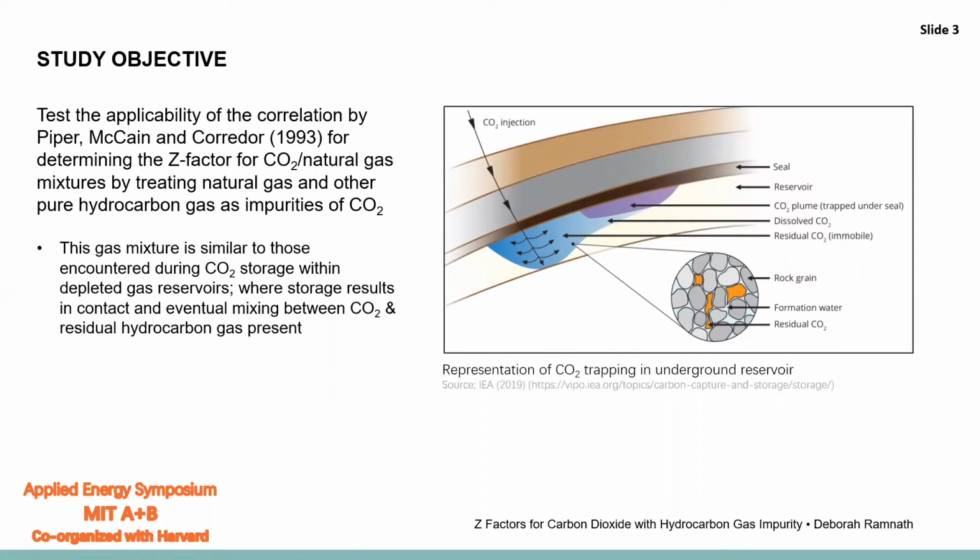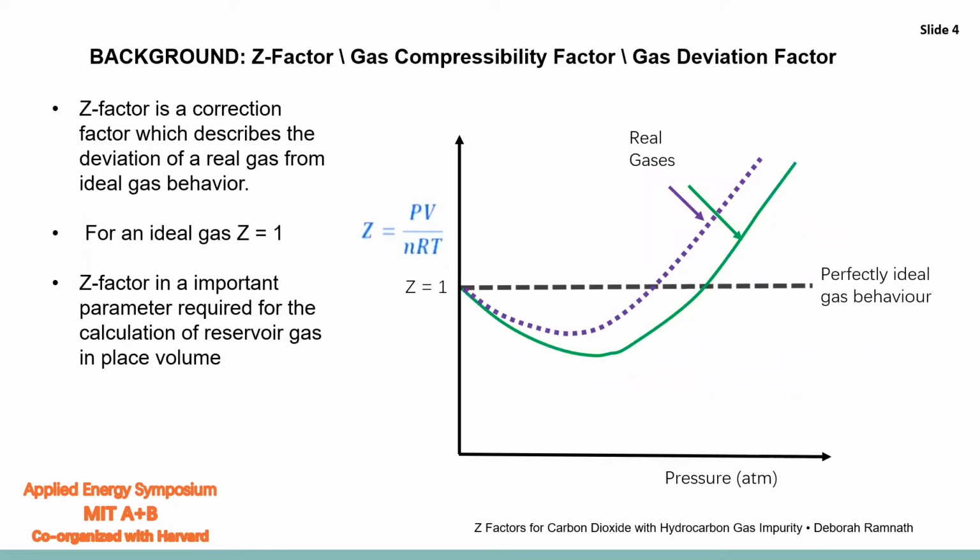In this study, we will be testing the applicability of the correlation presented in 1993 by Piper, McCain, and Corridor for determining the Z factor for CO2 natural gas mixtures by treating natural gas and other pure hydrocarbon gases as impurities of CO2. The mixtures investigated in this study are similar to those that will be encountered during CO2 storage within depleted gas reservoirs. Let us then understand what Z factor is.